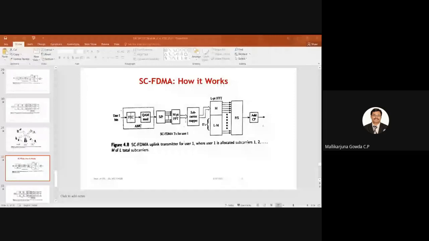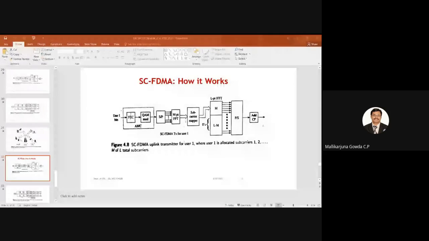Can anybody say why OFDMA is not preferred for uplink? Yes, people are there with me. Am I connected? Yes, sir. Okay, at least Reddy is saying yes.